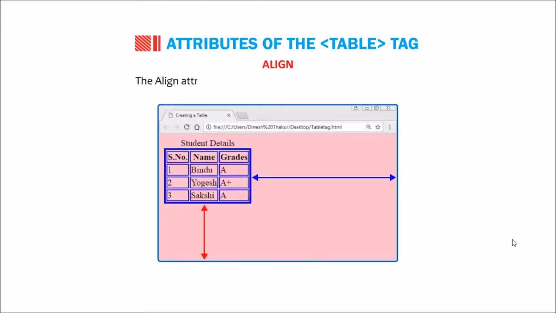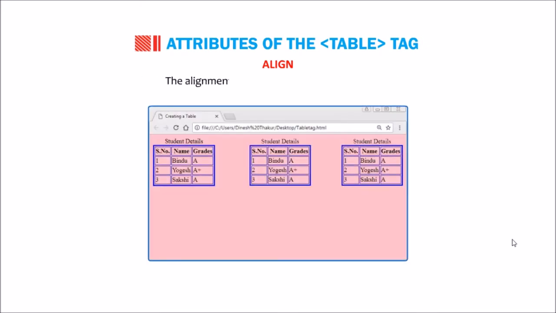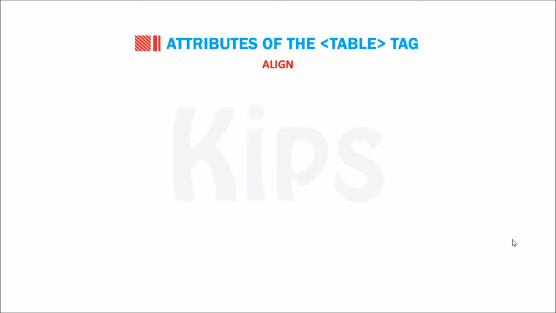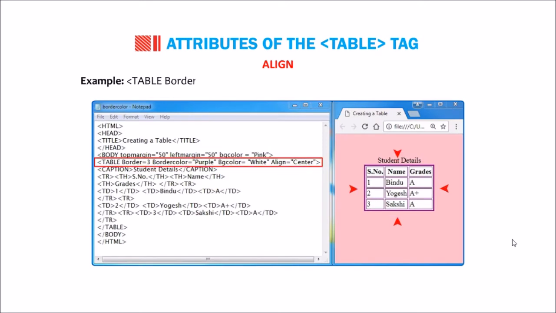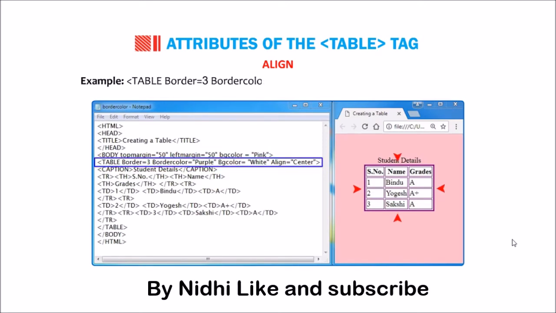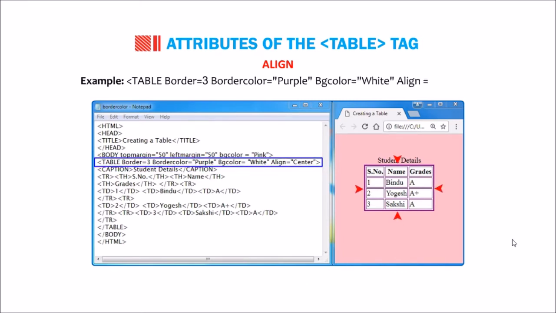Align. The align attribute is used to specify the alignment of a table. The alignment can be set to left, center or right. By default, a table is left aligned. Example: table border equals 3, border color equals "purple", background color equals "white", align equals "center".